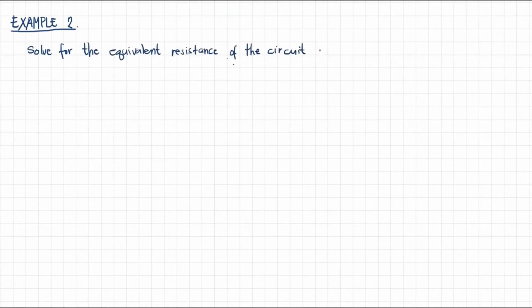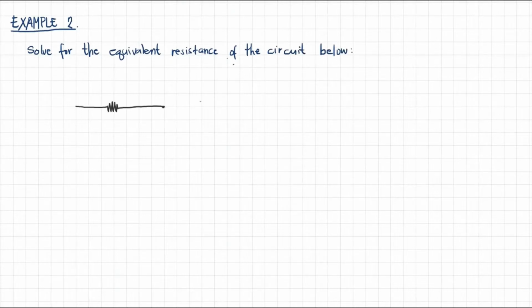Okay, so good morning. In this lesson, we will be showing another example in calculating equivalent resistance. We will be following the step-by-step procedure that has been presented in the previous lesson. So let's start. This is example number 2. We have to solve for the equivalent resistance, or the total resistance, of the circuit shown below.